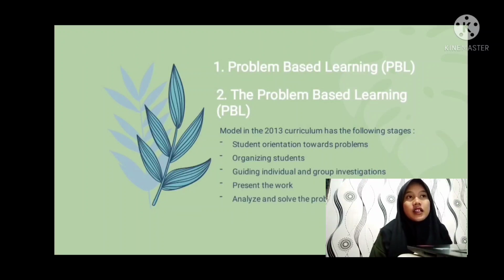Last, analyze and evaluate the problem-solving process. At this stage, the teacher asks students to reconstruct the tasks and activities that have been carried out during the learning process. Teachers and students analyze and find problem-solving problems presented by each group. After finishing learning, don't forget that the teacher provides reinforcement so that students have a unanimous concept of the basic competence being studied.